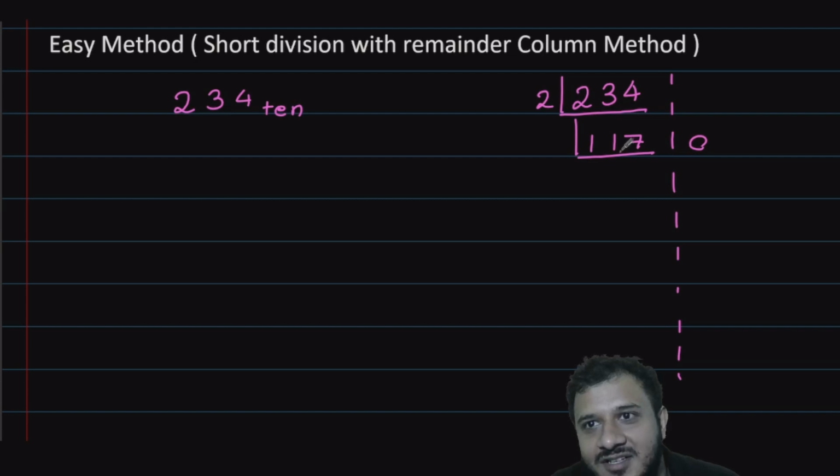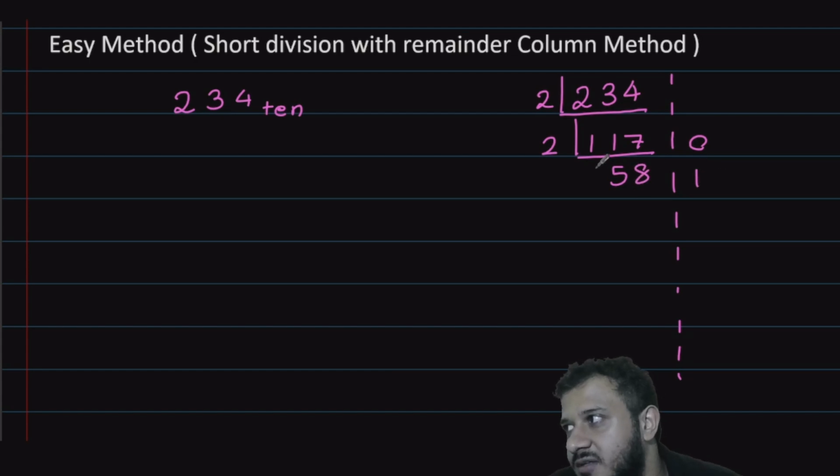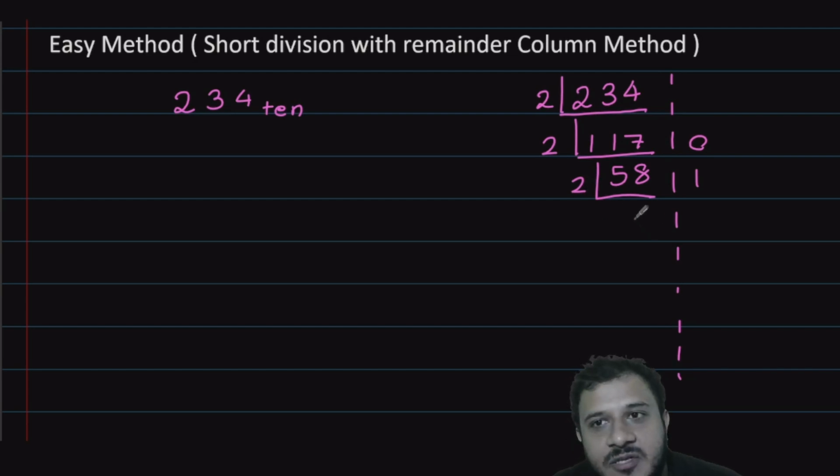I think she got stuck again. Okay, anybody, quickly tell me, 117 divided by 2, what will it be? 58 with a 1 remainder. Perfect. Now 58 divided by 2, how much is that? We need to keep on going until we have 0 left over.